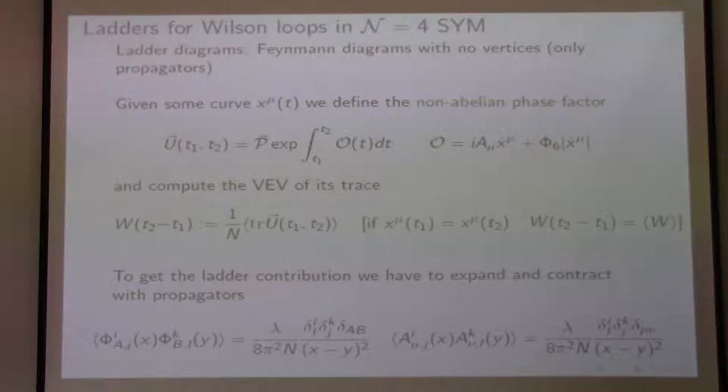So let me define this auxiliary quantity, which is just the non-abelian phase factor. This is the path-ordered exponential of this. This is the quantity that appears in our locally supersymmetric Wilson loop. It's the gauge field and the scalar in some direction. And we would like to compute the expectation value of the trace of this non-abelian phase factor. So you see that in general this is not the Wilson loop, but if you consider now t1 and t2, the starting and the ending point of this contour, such that it is a closed contour, this quantity W will compute the expectation value of the Wilson loop.